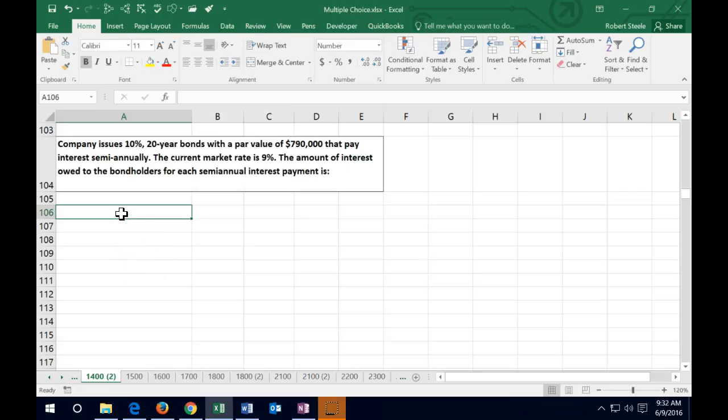Hello, in this lecture we're going to work some test type questions, shorter questions that could fit on a multiple choice type question. We have here a company issued 10% 20-year bonds with a par value of $790,000 that pay interest semi-annually. The current market rate is 9%. The amount of interest owed to the bondholder for each semi-annual payment is what?